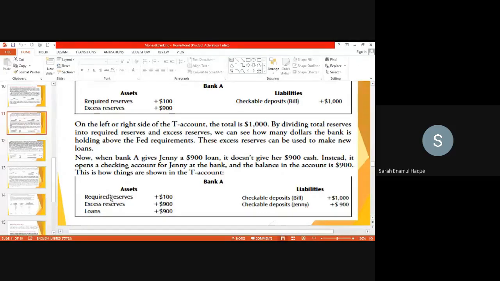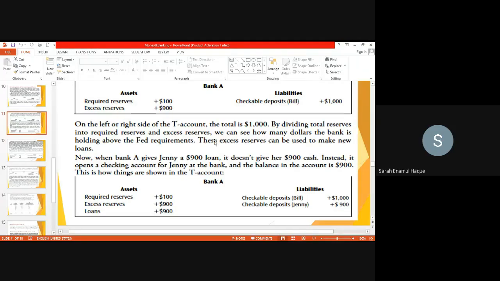These two are the previous required reserves and the excess reserves that we had. But at the same time, there's a new quantity here in the assets portion, which is loans. And this is plus 900 because it has given $900 to Jenny, right?